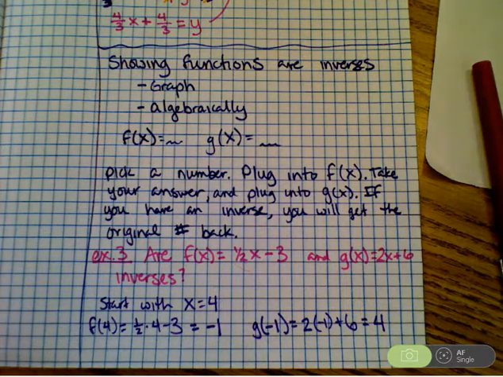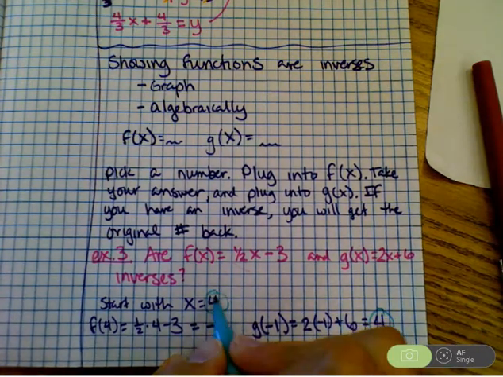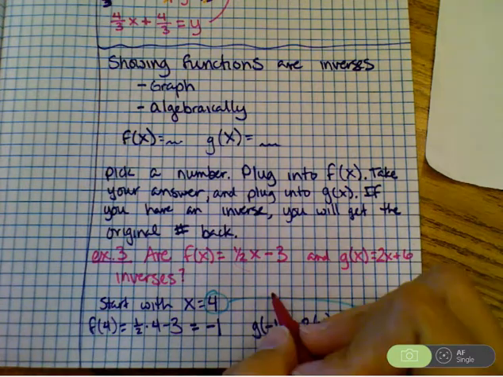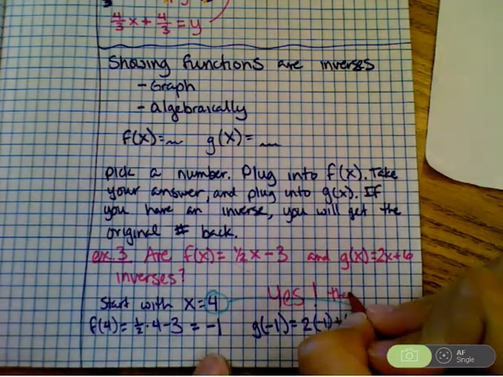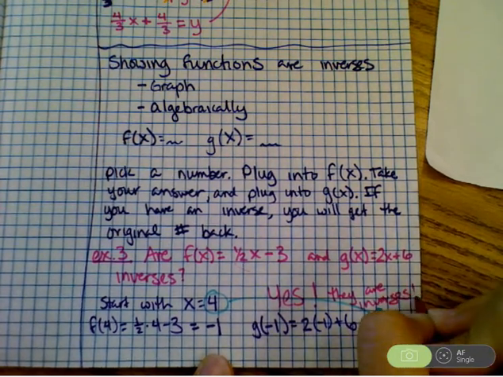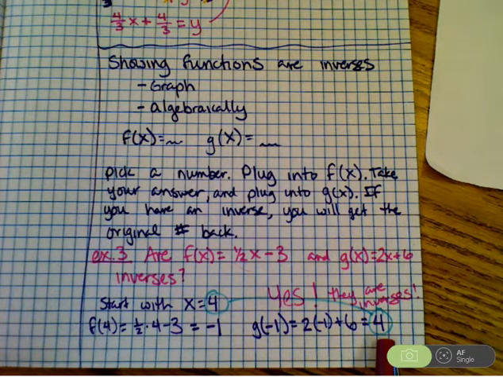Ding, ding, ding, ding, ding. We have a winner. The answer that we got, the 4, is the same as the x we started with. So, yes, they are inverses. Inverse functions, if we want to be precise. If we'd gotten a different number back here, if we'd gotten something like 17, then we know they're not inverses.